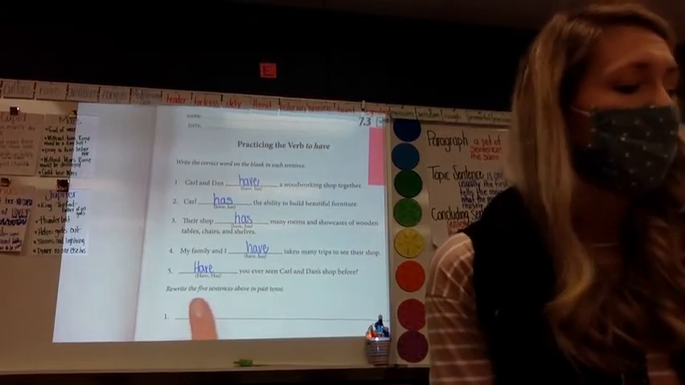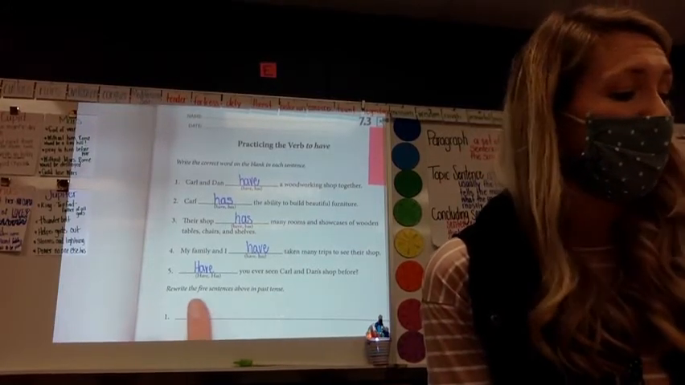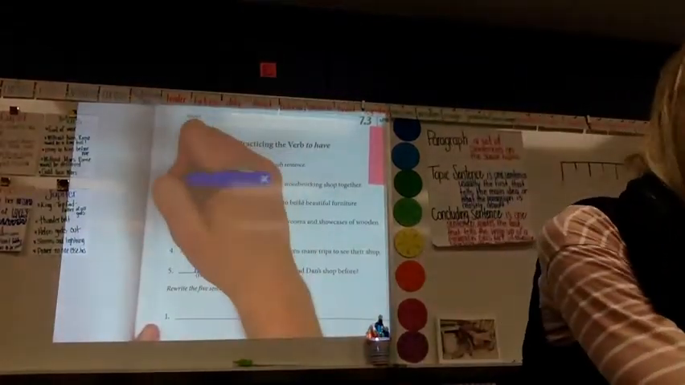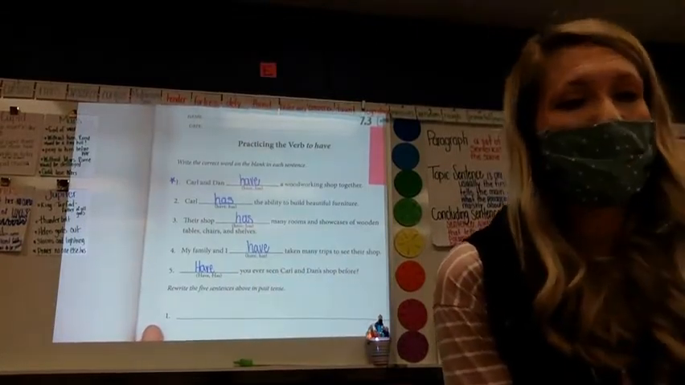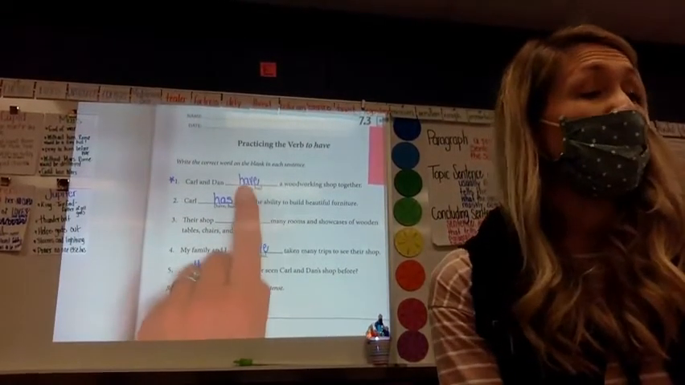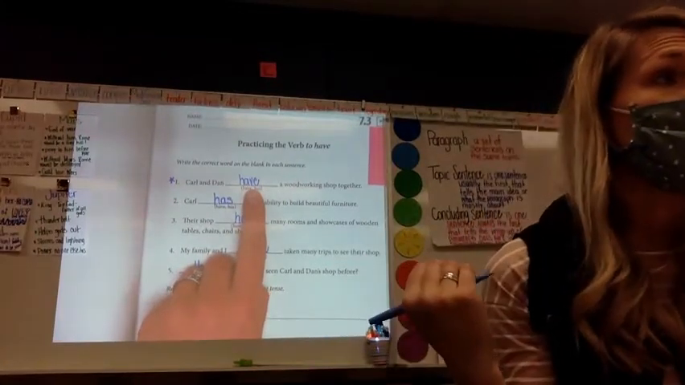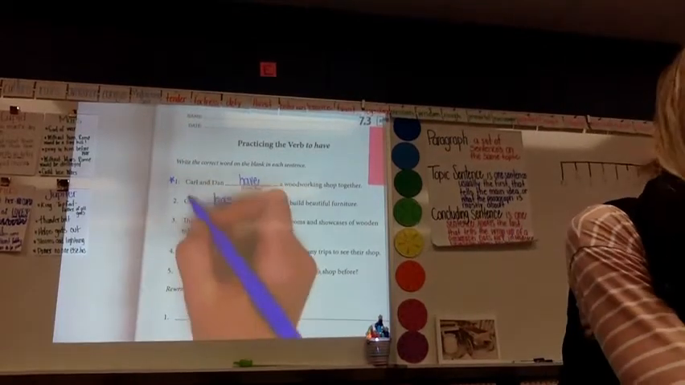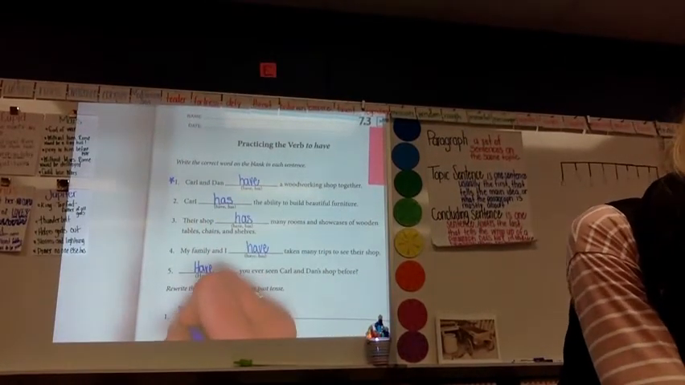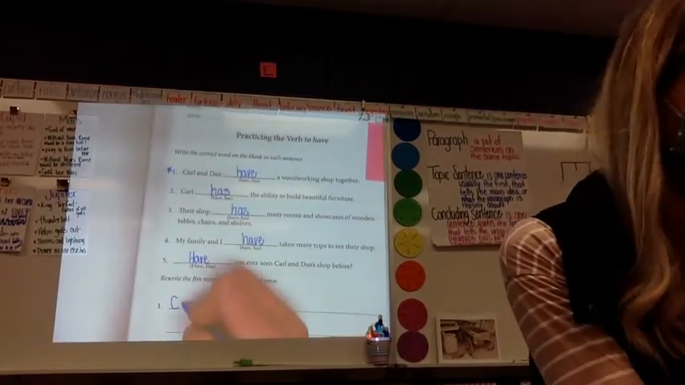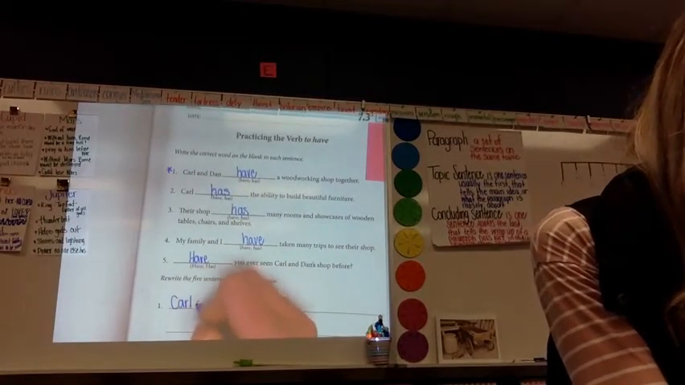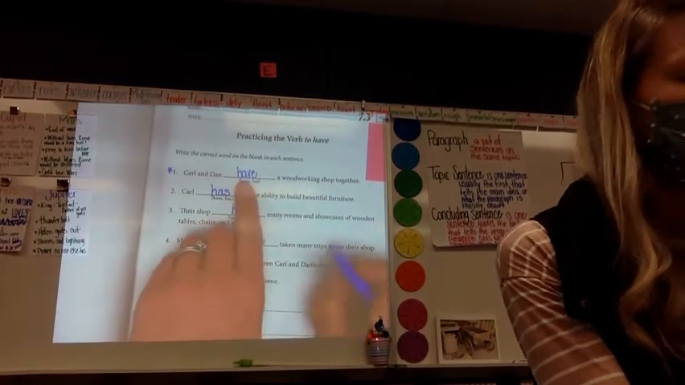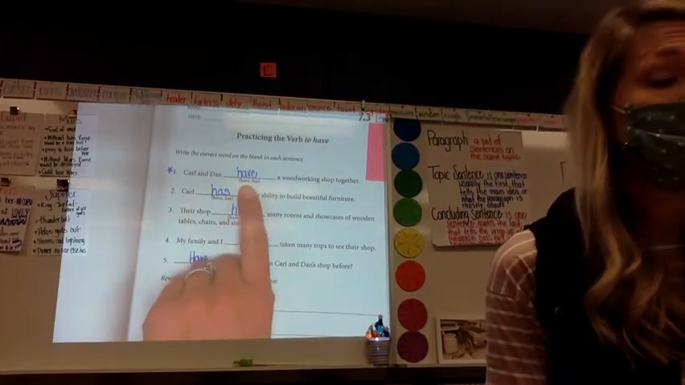The next one is you're going to rewrite the 5 sentences above in past tense. So number 1, I'm going to rewrite this sentence right here in past tense. So I need to think about if it's have, I need to make it past tense. So I'm going to show you the first sentence and then you can copy it. I'm copying what I see. Carl and Dan. Past tense of have is had.